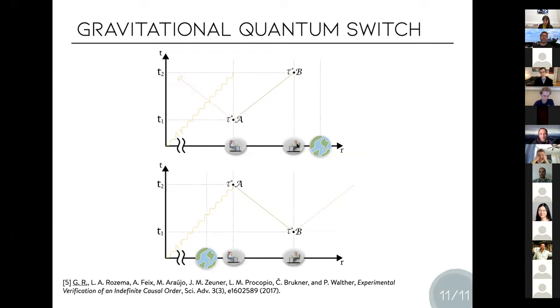The optical version of the quantum switch is not the same, but from the perspective of the probe system, of this target system sent to Alice and then to Bob, the situation is the same. So basically the idea is that the gravitational quantum switch and the optical quantum switch are not the same thing, but the probe system that experiences a gravitational quantum switch or a quantum optical switch would in both cases experience a quantum superposition of causal orders.